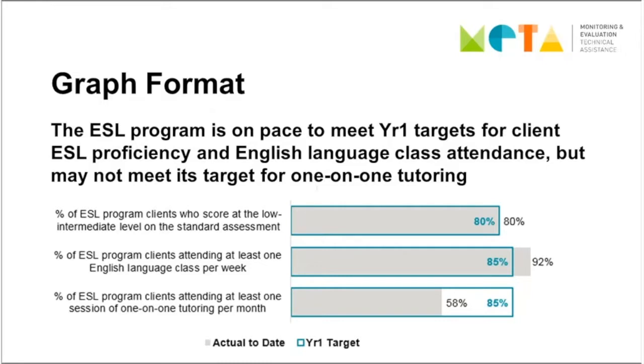And then you also have at the top here a descriptive title that communicates what you're trying to get across with this graph. So you say, you have a point in including information, right? So make that point obvious. The ESL program is on pace to meet our targets for proficiency and attendance, but may not meet its target for one-on-one tutoring.